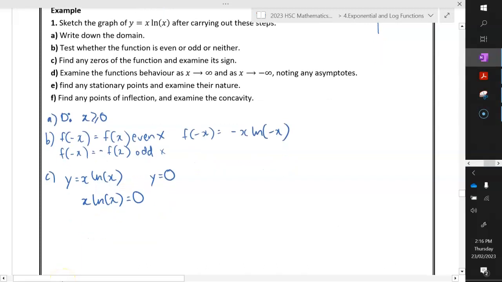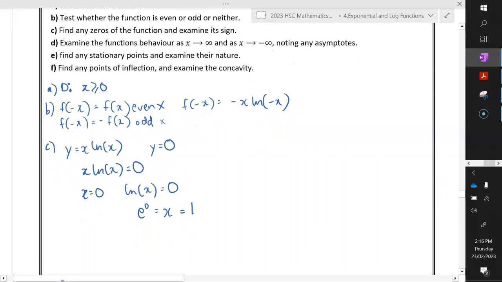So there's two parts that can happen there. At x is 0, and when log of x is equal to 0, which we know is going to be 1. But in this case, if we didn't know that, how do we write this as an exponential? We're going to say e to the 0 is equal to x, which is equal to 1. So there's our zeros. X is 0. Just underline that one. And x is 1.